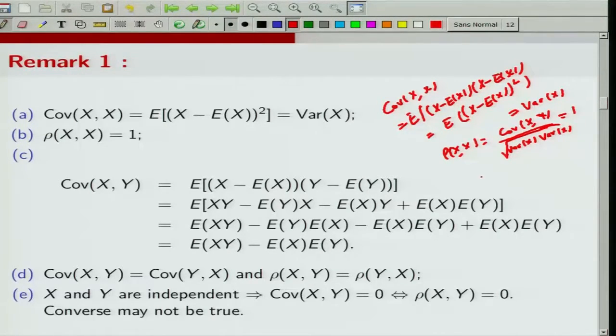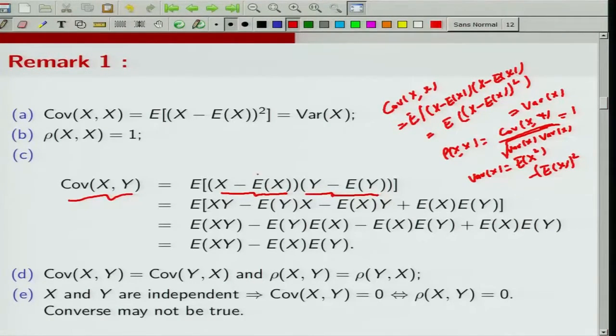Now, we know that we have a simpler formula for variance of X, which is nothing but expected value of X square minus expected value of X whole square. We try to derive a similar kind of simplified formula for covariance of X, Y. So, let us look at what is the covariance of X, Y. This is expected value of X minus expected value of X multiplied by Y minus expected value of Y.